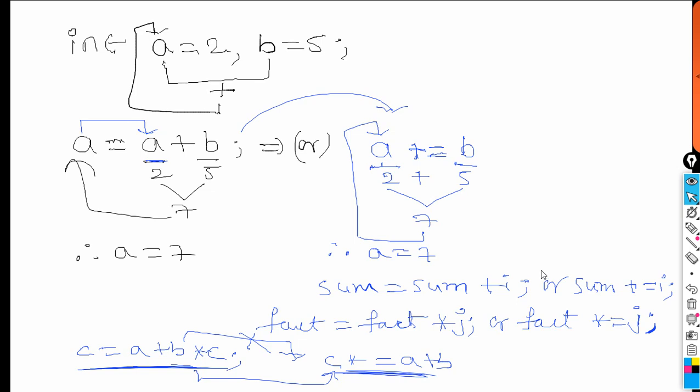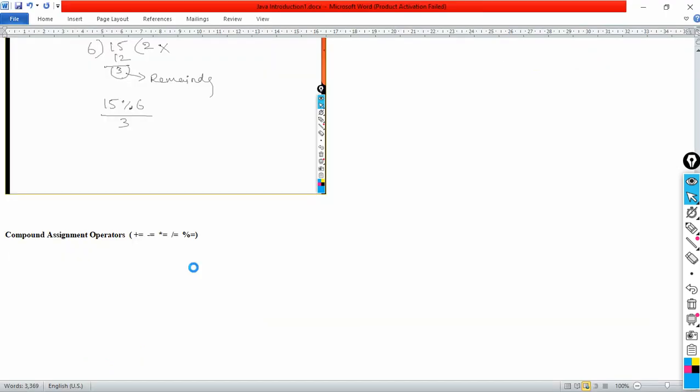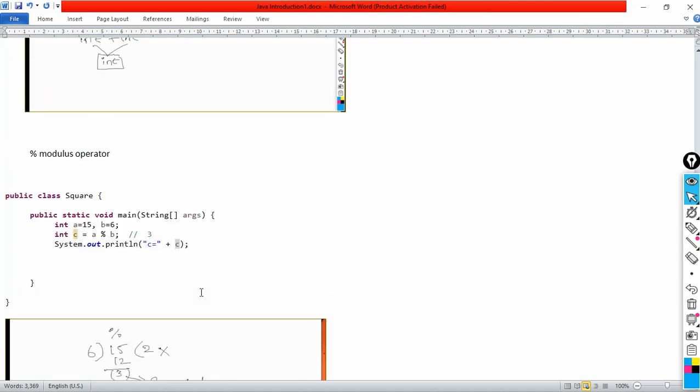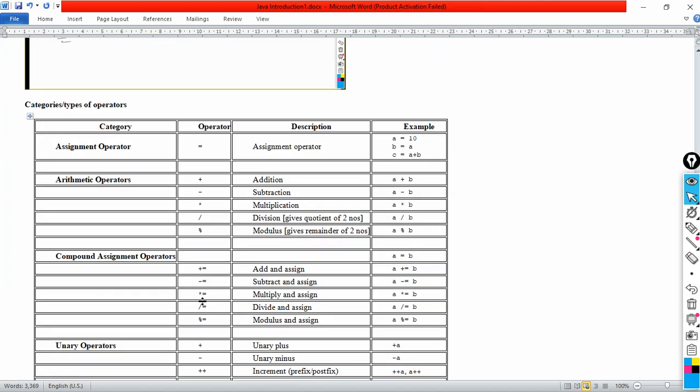And one more thing that you remember, please, don't give the space between plus is equal to like this. This is not correct. So how do you write? Plus is equal to, don't give the space between the operators. Okay, so this is what you have to understand about the compound assignment operators. Very simple. Okay, fine.